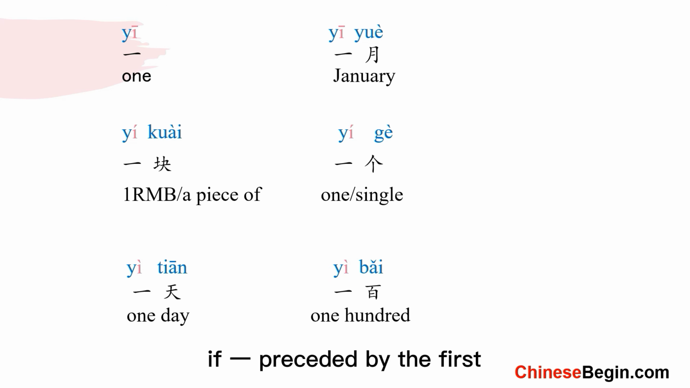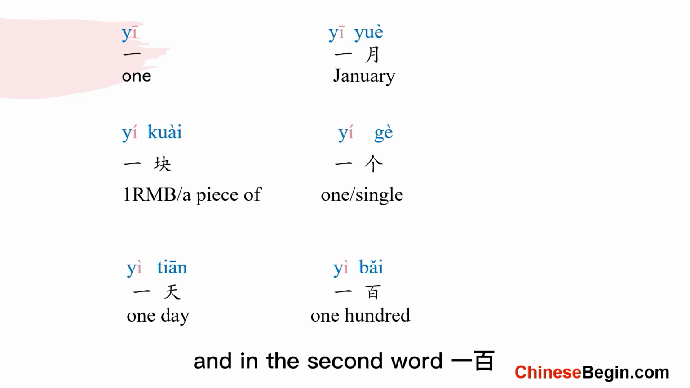And if 一 is followed by the first, second, or third tone, 一 is pronounced as the fourth tone. For example, 一天 or 一百. 一天 means one day. And in this word, the second character 天 has the first tone. So 一 becomes the fourth tone.